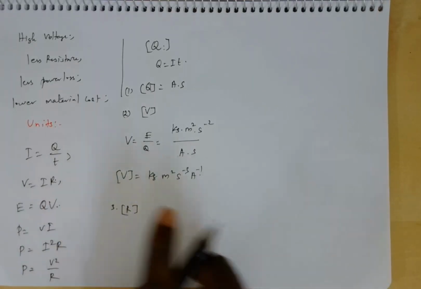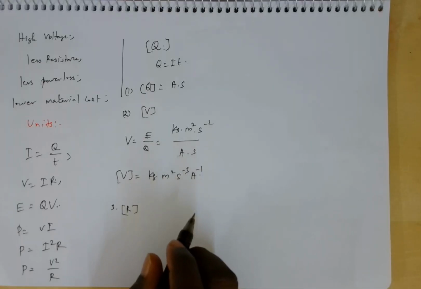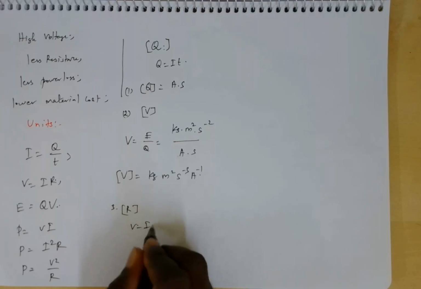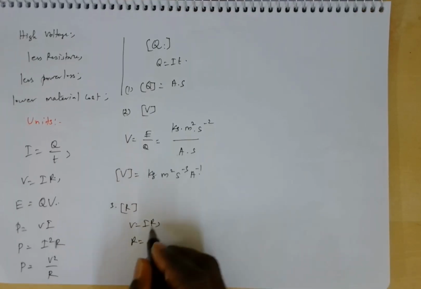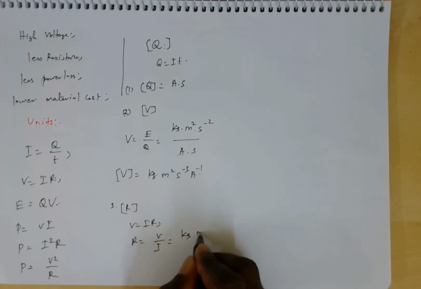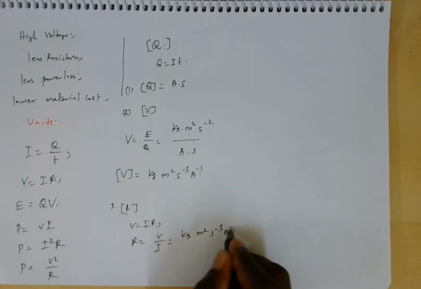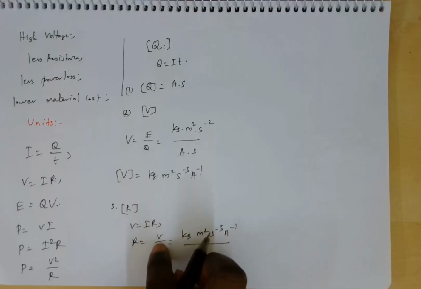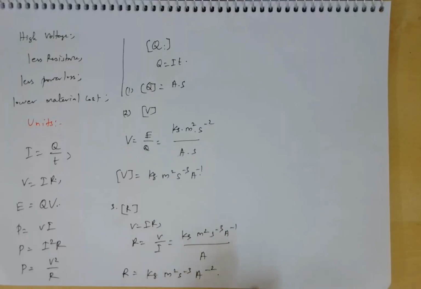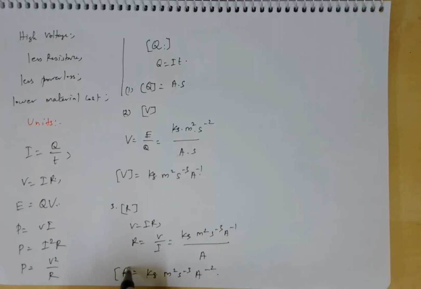Which equation did you use, sir? Okay. So V equal to IR. So R equal to V by I, right? So you should have used kilogram meter square second power minus 3 ampere inverse divided by, instead of I, you can use ampere. Okay. So for R, you should have got kilogram meter square second power minus 3 ampere power minus 2, right, sir?